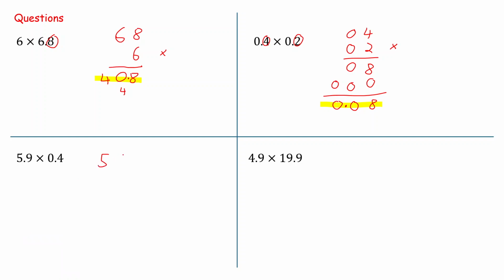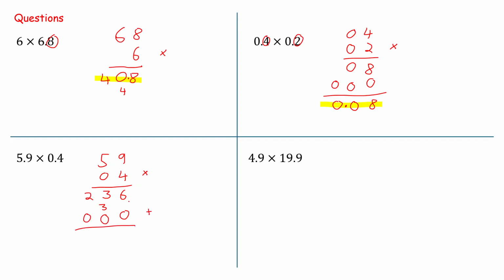Again, you're going to write it as 59, timesing it by 0.4. And then we go and times away. So 4 times 9 gives you 36. 4 times 5 is 20. Add the 3 gives you 23. We go and add in the 0 because we're timesing by another number. 0 times 9 is going to be 0. 0 times 5 gives you 0.